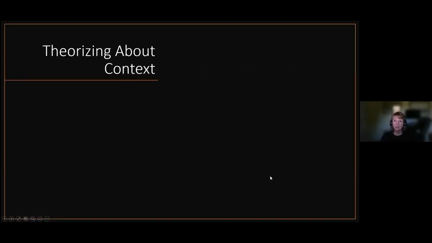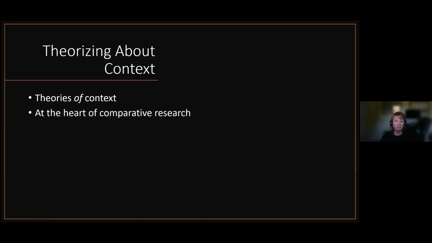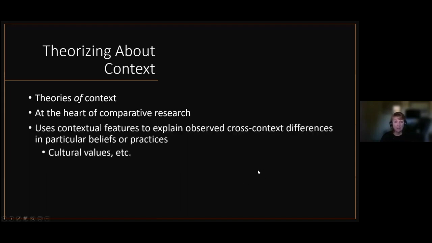You can also theorize about context. So these are theories of context, and sometimes these make really interesting papers. Really at the heart of comparative research. So if I'm doing research comparing some phenomenon in Brazil and the US, that's a theory of context. I'm looking at two different contexts and comparing my findings. So I'm using the contextual features to explain these observed differences, for example, in cultural values. And so there are some good theories of context.